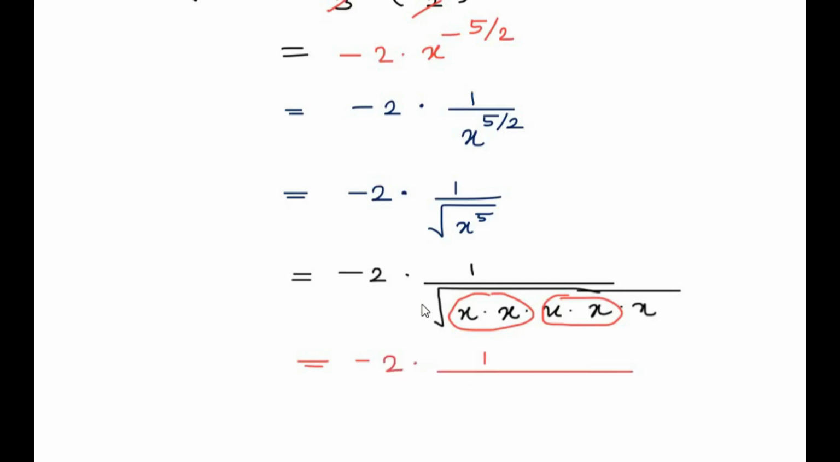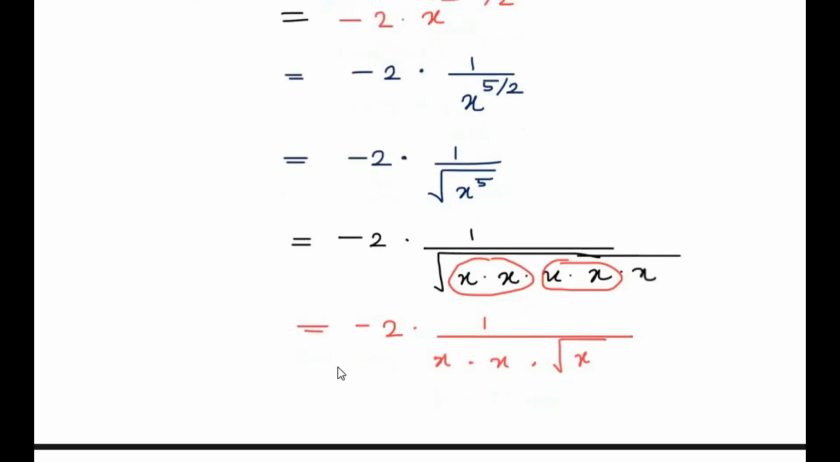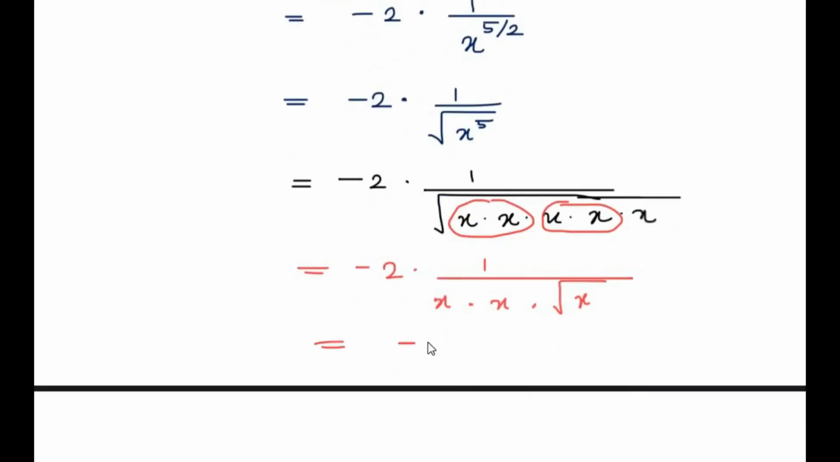Now a pair of x comes out of the square root and we are going to write it as x times. Now the second pair comes out of the square root as a single term. So we are going to write it as again x. And this x does not have a pair, so it stays inside the square root. So here we are going to write it as -2 times 1 over x square, because x times x is x square, square root of x. So this is the most simplified form of the differentiation.